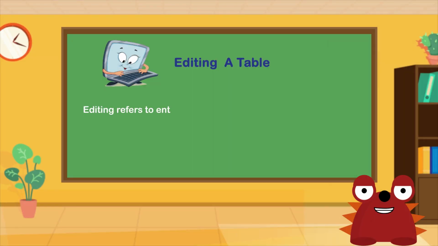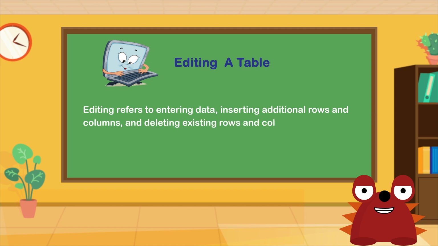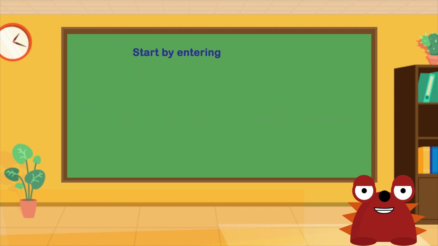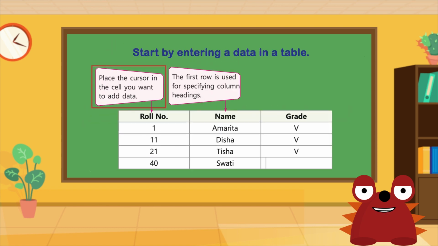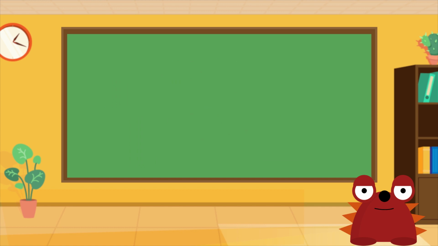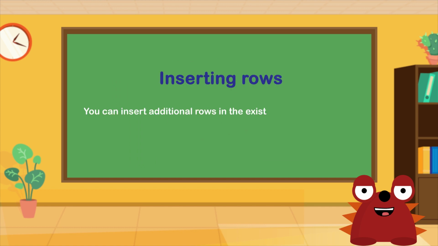Editing refers to entering data, inserting additional rows and columns, and deleting existing rows and columns in the table. Let's go into each of them one by one. Start by entering data in a table. Remember to place the cursor in the cell you want to add data, and that the first row is used for specifying column headings.